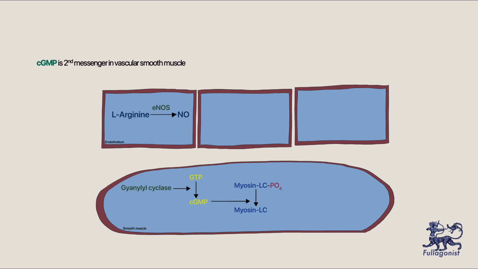To avoid confusion, please remember that cyclic GMP is not a secondary messenger for the G-protein receptors. Cyclic GMP is a secondary messenger for the nitric oxide pathway. Nitric oxide is a major vasodilator mediator which is synthesized in the endothelium of the blood vessel. From the endothelium, it diffuses to the smooth muscle of the blood vessel, enters the cell, and activates guanylyl cyclase, which accumulates cyclic GMP. This will lead to the dephosphorylation of the myosin light chain and leads to vasodilation.